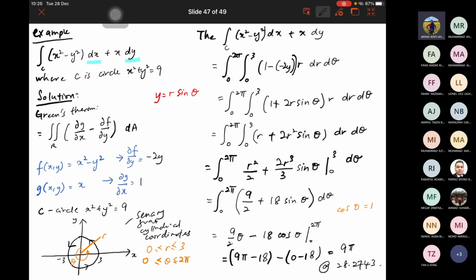Where C is the boundary of the region y equal to x squared and y sama dengan x. So this one is a bit different. Cuba tu lukis dulu curve dia macam mana. Y sama dengan x squared dan y sama dengan x.